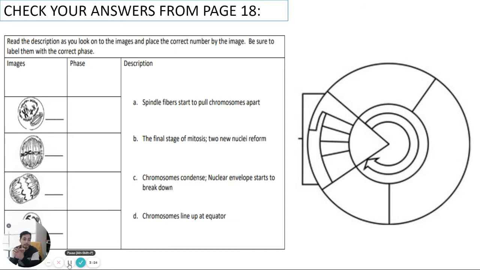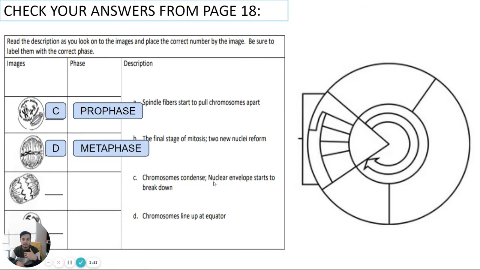Now that we know all that, look at your page 18, that chart that I have right here, and that little cell cycle diagram, and just check your answers for the first one. The first one is C, chromosomes condense. Okay, nuclear envelope starts to break down, so the nucleus kind of starts to disappear, and this would be prophase. Okay, next one is D, because that's when the chromosomes line up at the equator, so this would be metaphase.